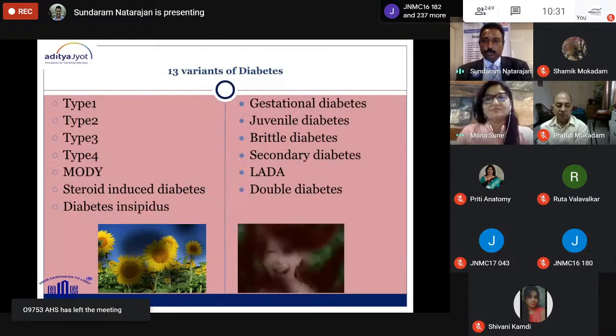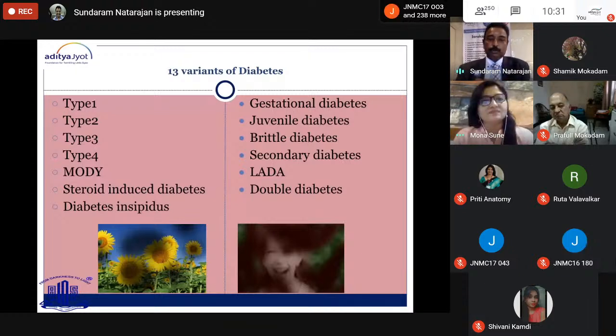I'm glad I'm one of the authorities on AI, even though Google doesn't consider that. Unfortunately, I want undergraduates to know we have 13 variants of diabetes, which is what Dr. Shashank was telling about genetics. We have steroid-induced diabetes and gestational diabetes, and all these are not genetic. And then you have secondary diabetes.